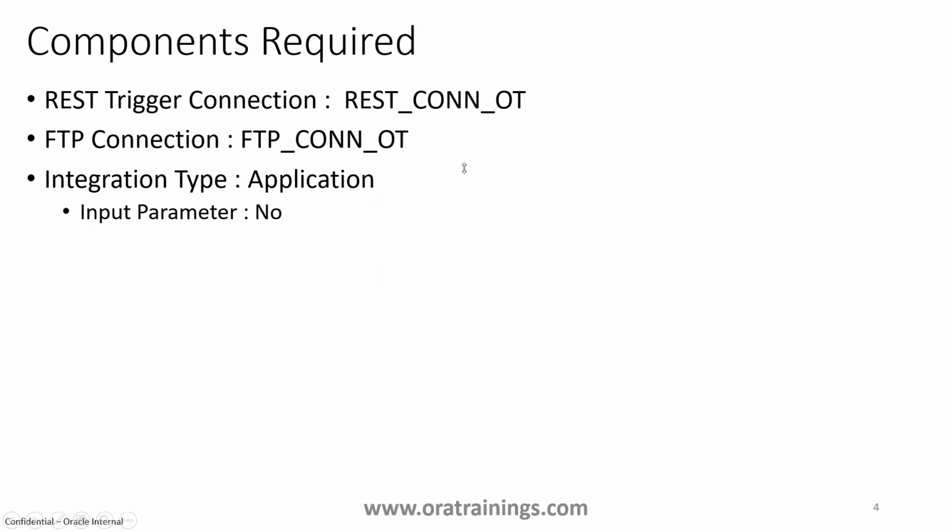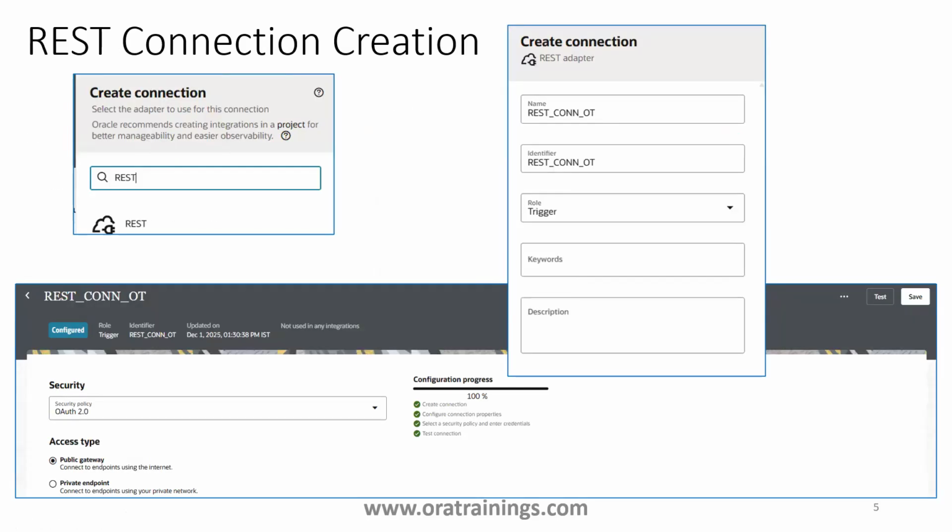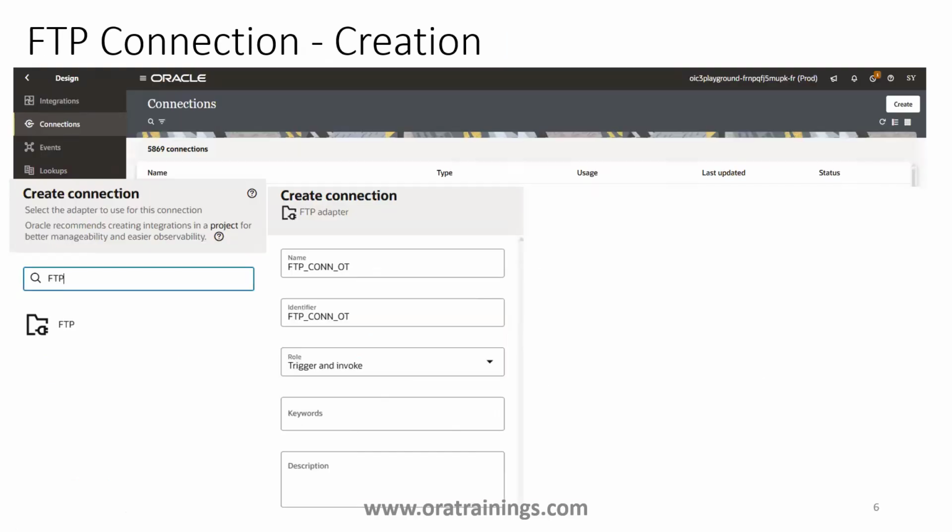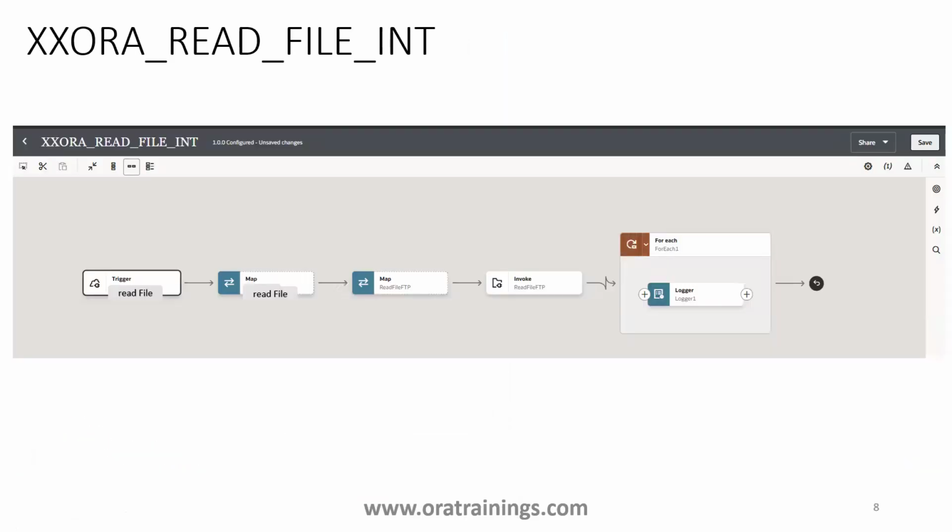We just require a REST trigger connection, an FTP connection, and we'll be designing an integration of type application. We are not using any input parameter or output parameter. You can observe the screenshot of the REST connection, and similarly the FTP connection, which we used in our earlier session. And now this is the expected integration which we'll be designing.